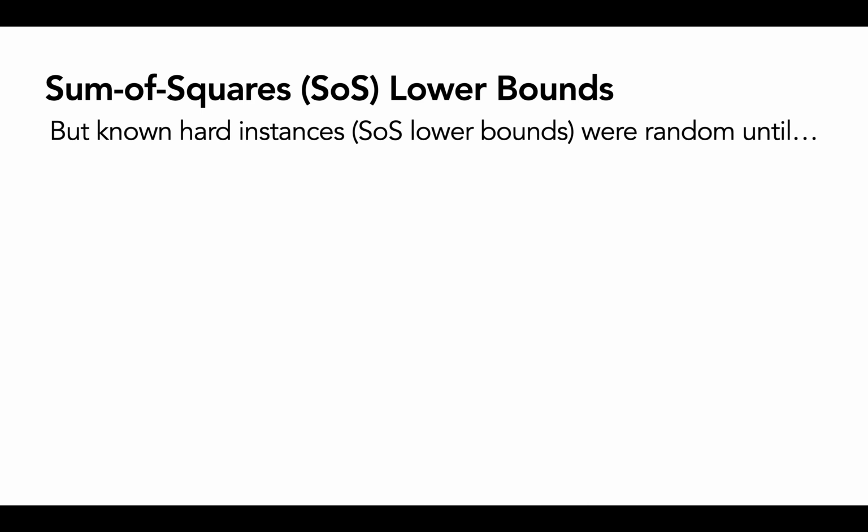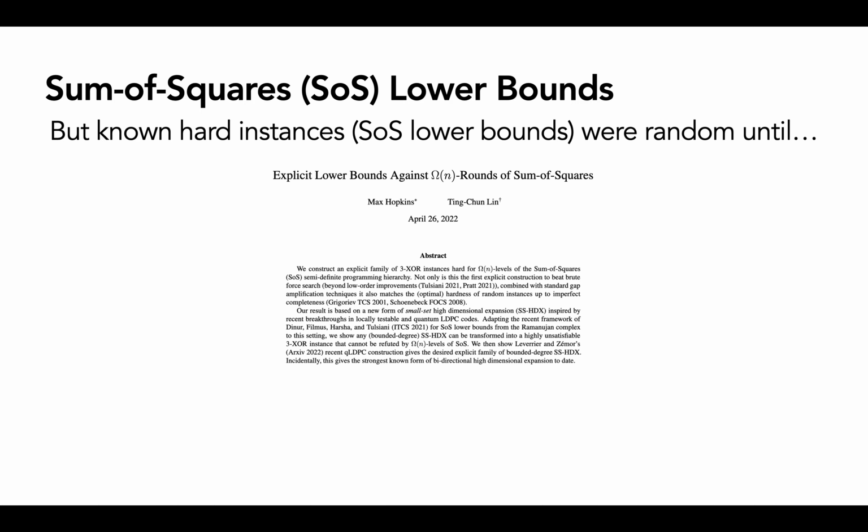And it turns out that basically all the known hard instances, the SoS lower bounds for this problem of computing a constant factor approximation to, say, some CSP, were random, until this paper of Hopkins and Lin, which constructed the first explicit SoS lower bounds for this problem. I guess specifically the CSP they looked at was max 3-XOR, but this precise CSP isn't too important here.